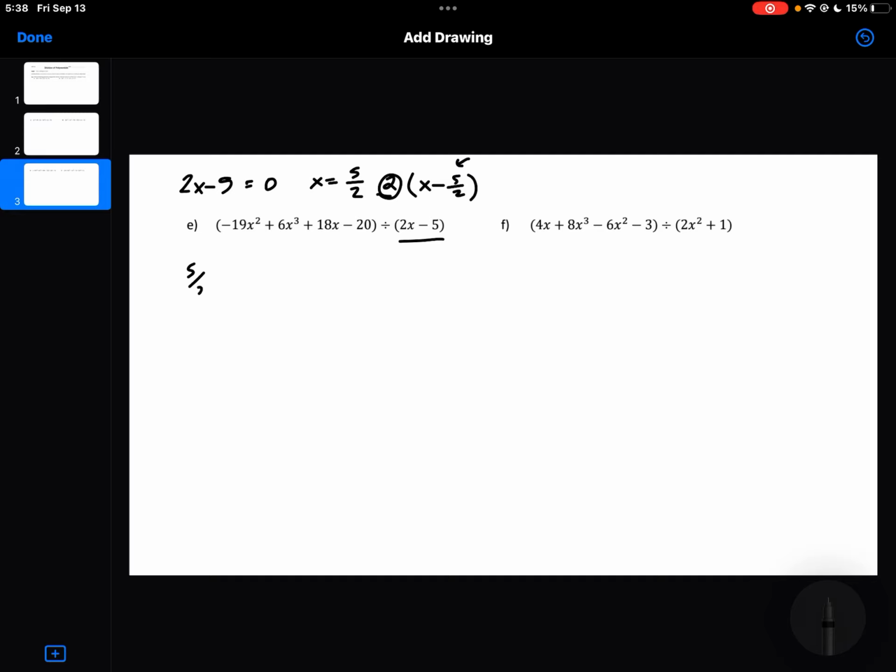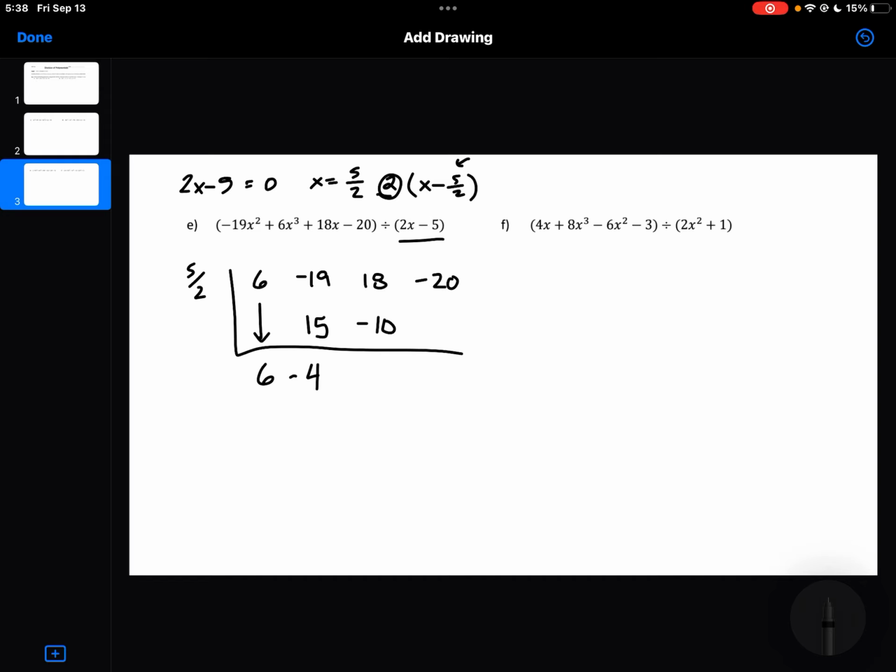So I'm going to put in my 0, positive 5 over 2. And then I'm going to set up my coefficients. So I've got 6 minus 19, 18 minus 20. I'm going to bring down my first term, and then I'm going to multiply them together. So 5 halves times 6 is going to be 15. I'm going to add them together. 4 minus 4. 5 halves times minus 4 is minus 10.